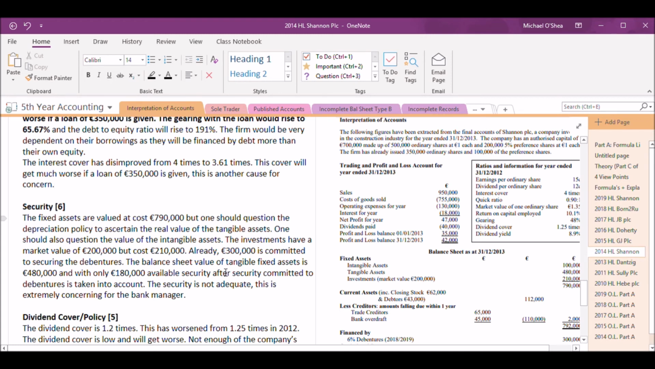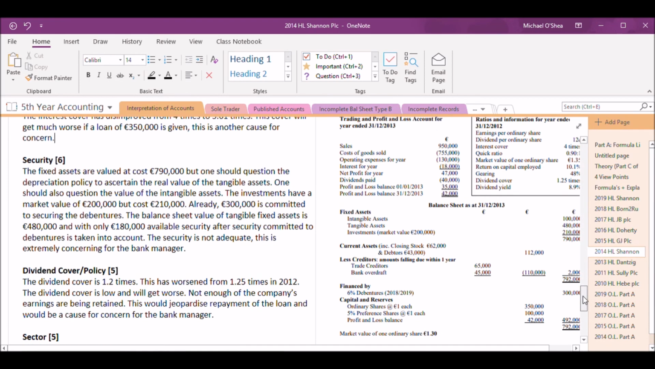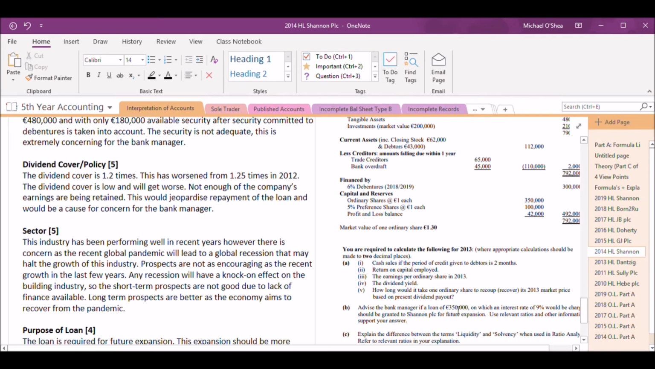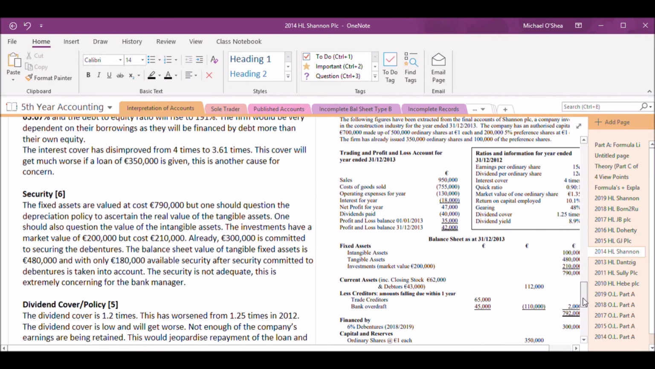But the most important part is to be able to distinguish that tangible assets were worth 480,000. 300,000 of that is already committed to separate security, because if I was to get a previous loan, this has to be secured against something. So they would have used 300,000 of this. That only leaves 180,000 euro that would be free to act as security for the new bank loan, and that's 170,000 euro short. So again, concerning, they wouldn't have enough security for the loan, which would actually be a huge problem.